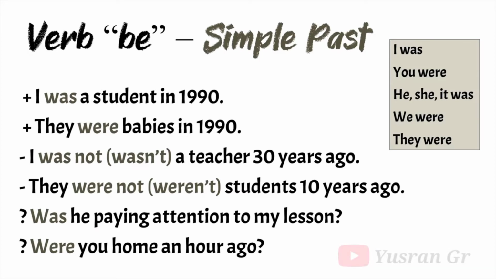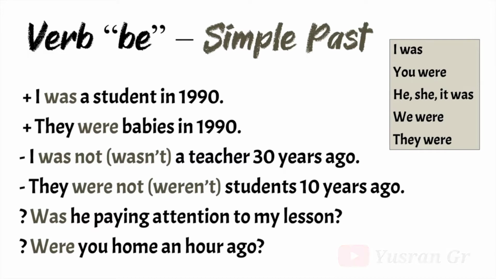What happens with negative sentences? We just add not after the verb to be. I wasn't a teacher 30 years ago. They were not, they weren't students 10 years ago.